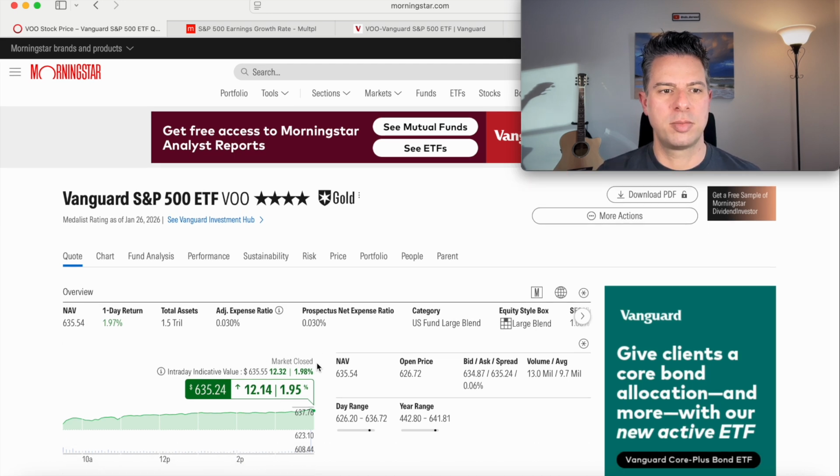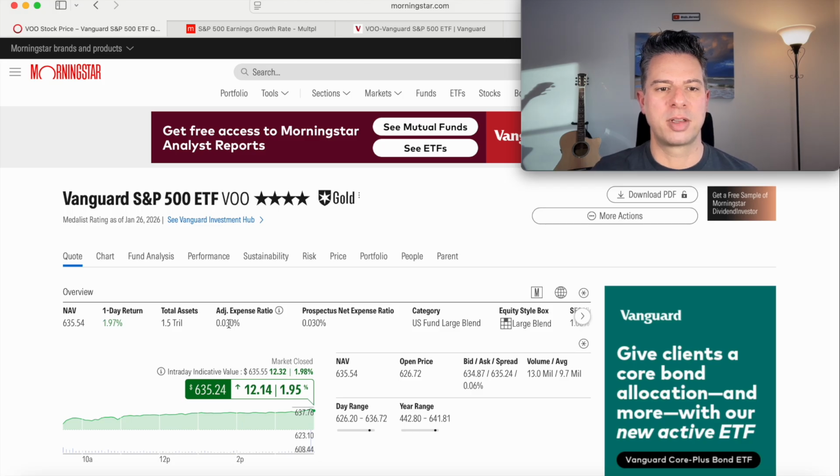So if you look here on Morningstar, it'll give you a quote. It'll tell you the expense ratio. So this is very important. You want as low as possible. 0.03% is very low. I think Fidelity does have some zero expense ratio index funds now.